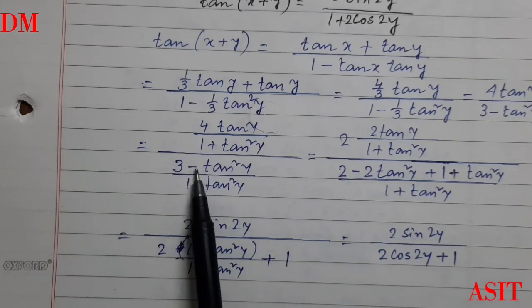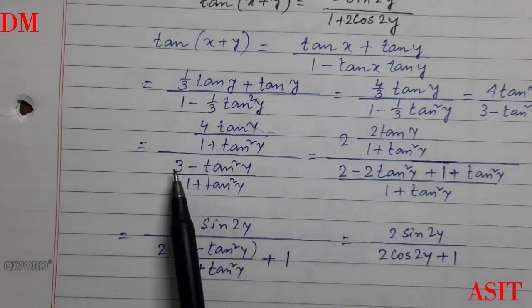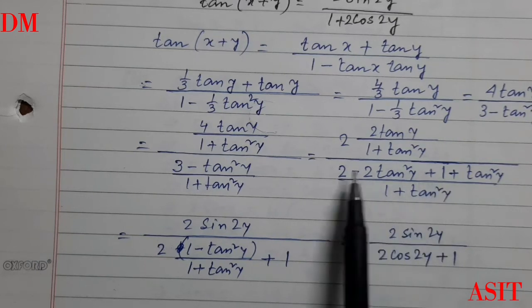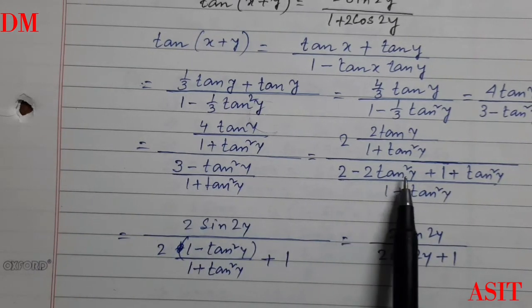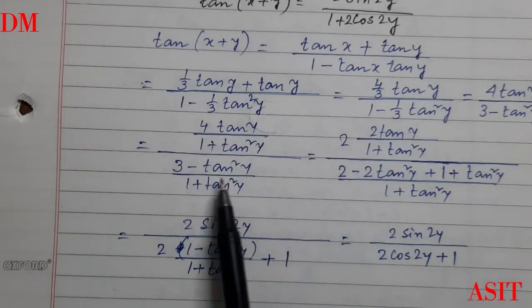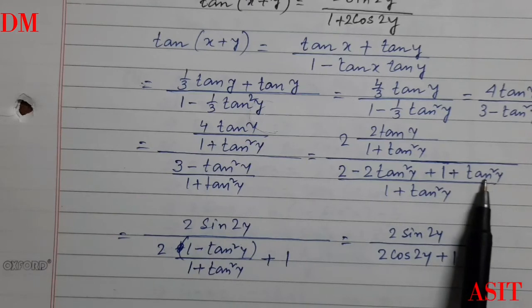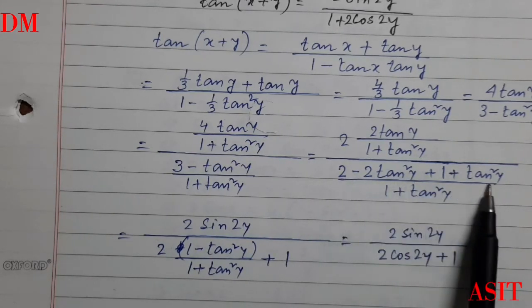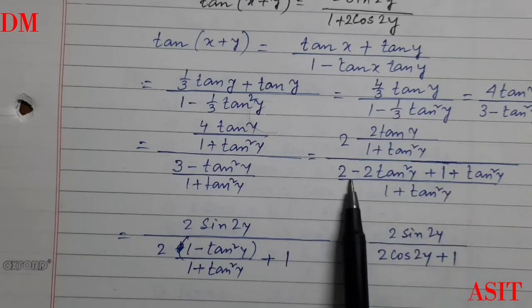So I have made it 2 tan square y and I have taken 1 from this 3. So this one will be added here. So that 2 plus 1 is 3 and there was minus 2 tan square y. So that means I have subtracted 1 tan square y already. So that means we need to add that tan square y. So now this is the expression for the numerator.